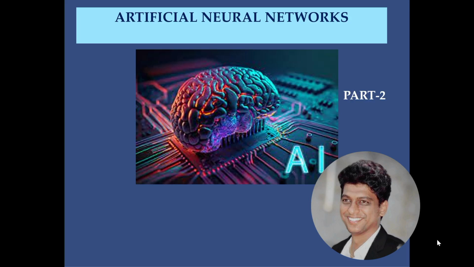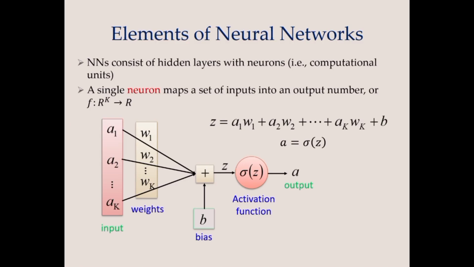Hi everyone, today we are going to see about artificial neural networks in machine learning. A neural network consists of hidden layers with neurons. A single neuron maps a set of inputs into an output number. Here it can be mapped as R to the power k to R.